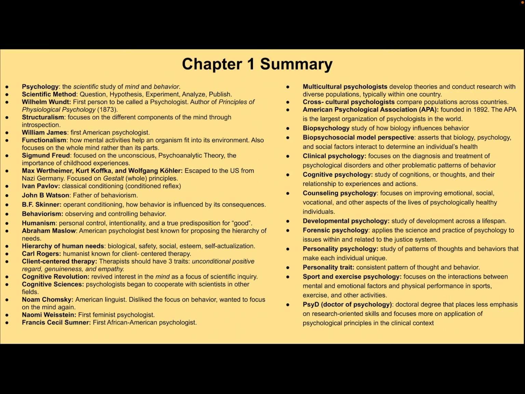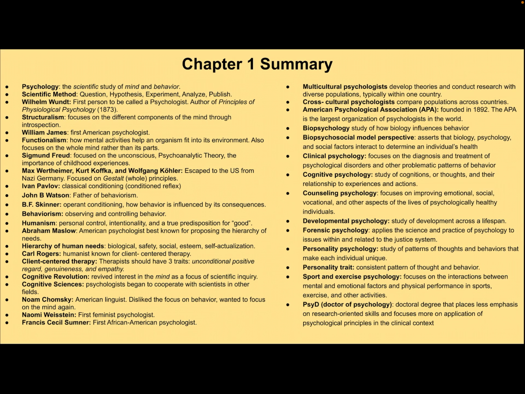Psychology is the scientific study of mind and behavior. The scientific method involves 5 steps: question, hypothesis, experiment, analyze, and publish. Wilhelm Wundt was the first person to be called a psychologist. He is German. He wrote the Principles of Physiological Psychology back in 1873. He also opened the first psychology lab and really kind of got psychology started as a science. He studied structuralism, or believed in structuralism, which focuses on the different components of the mind through introspection.